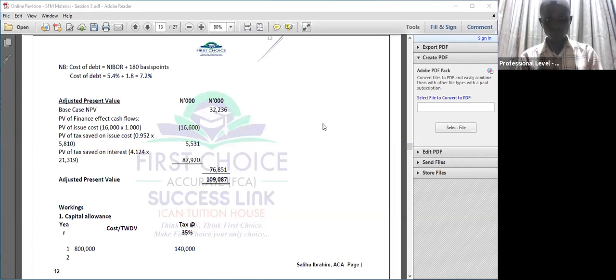Any other question? So I think I've given you what I intend to cover with you. After APV, business valuation; after business valuation, merger and acquisition; after merger and acquisition, we go to portfolio theory; after portfolio theory, option pricing theory. Then we cap it up with hedging.